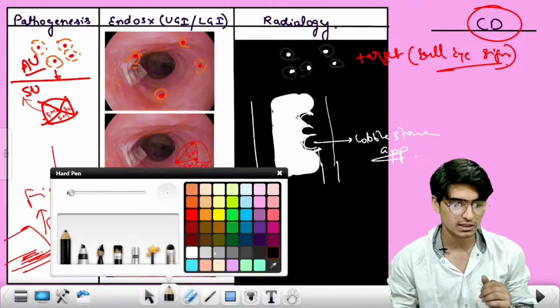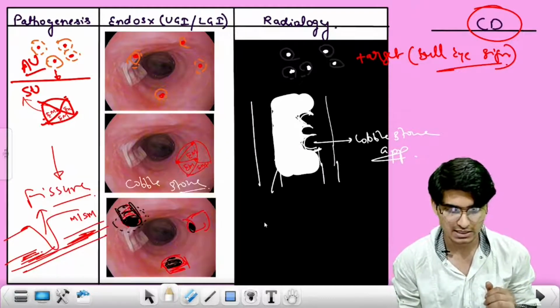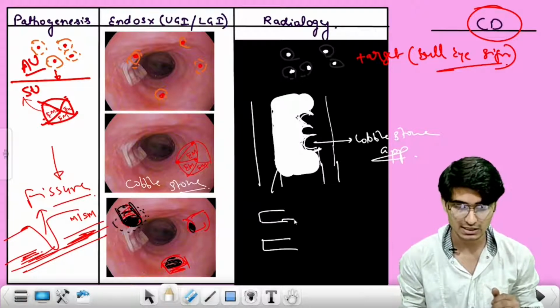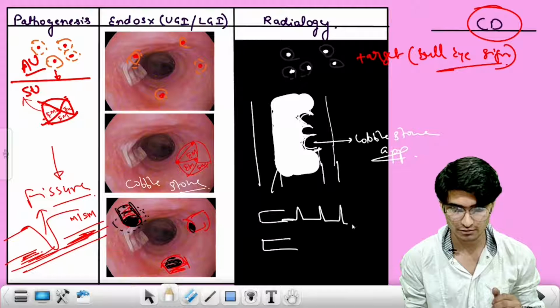And when we switch to the radiological findings, we find this is our lumen, and that is our gut wall, right? And this is our fissure, that is our fissure formation here.